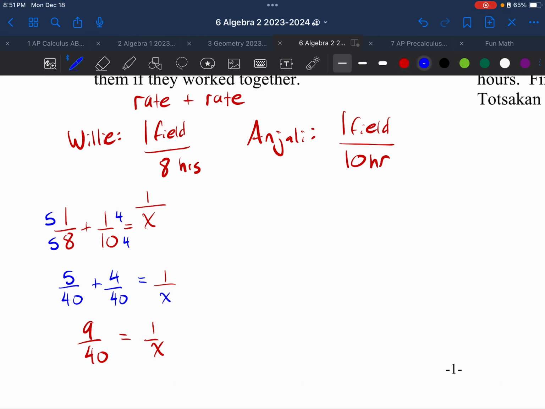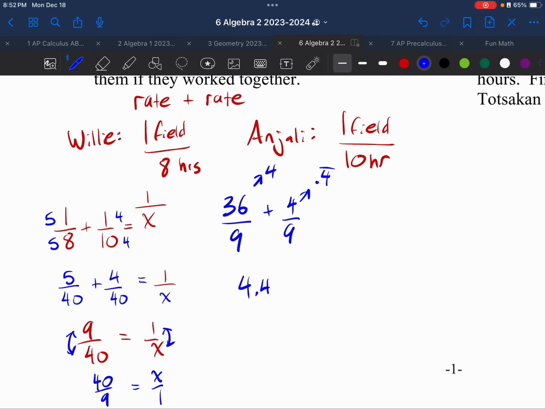I can take the reciprocal of the right side. If I take the reciprocal of the right side, I take the reciprocal of the left side, so it's going to be a flip-flip, and I get x over 1 instead of 1 over x, and this is going to be 40 over 9. What is that going to be? Well, I know that 36 over 9 is equal to 4. And then the thing that I'm missing is another 4 over 9, which is anything divided by 9, just point that number repeating. So this is going to be 4.4 repeating hours.